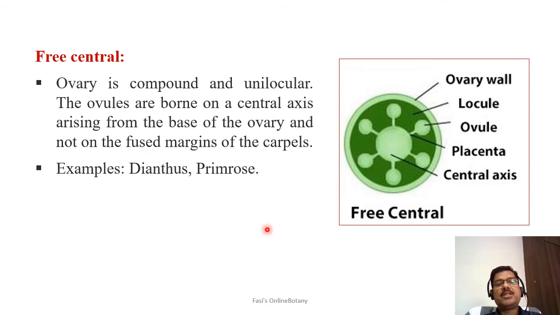In free central type, the ovary is compound and unilocular. The ovules are borne on the central axis arising from the base of the ovary and not from the fused margins of the carpels. Examples: dianthus, primrose, etc. This is the ovary wall, the locule, the ovule, this is the placenta, and the central axis.